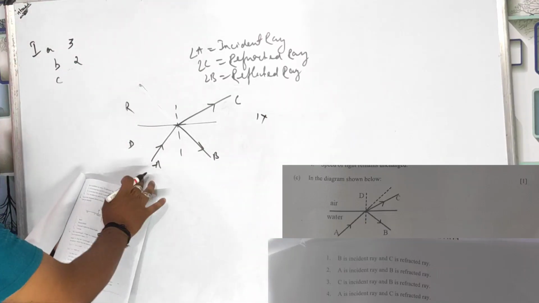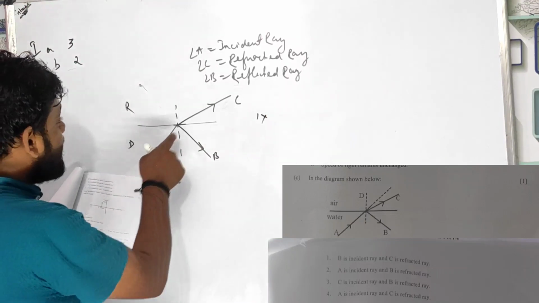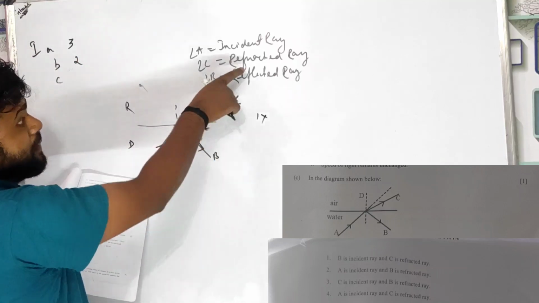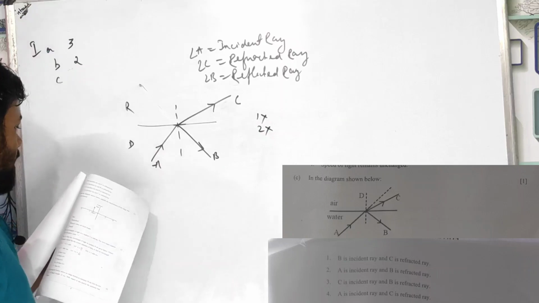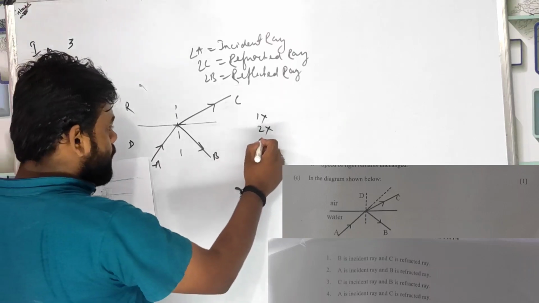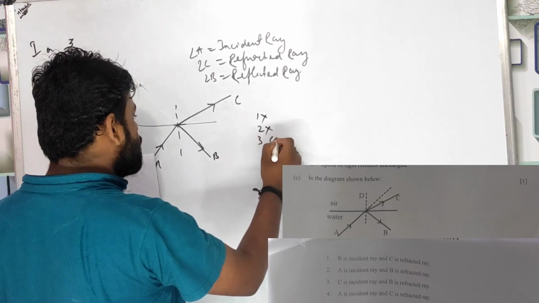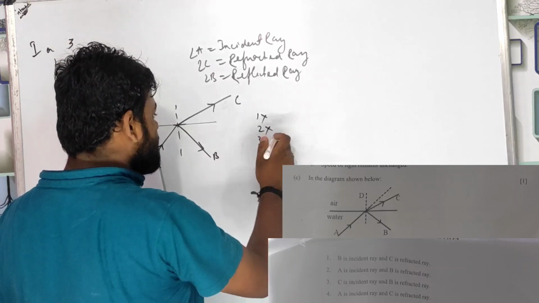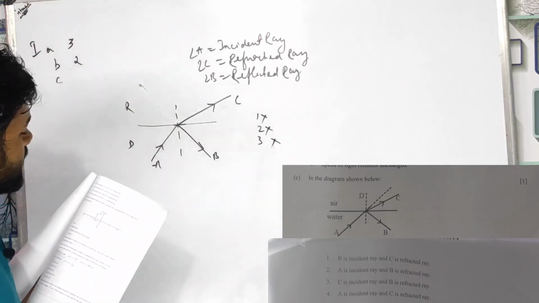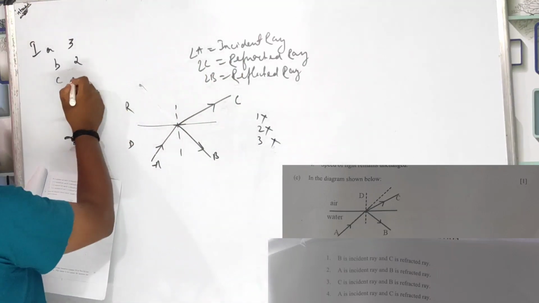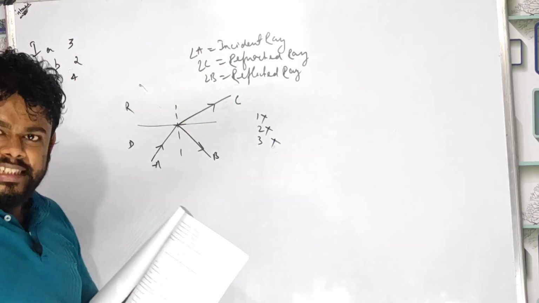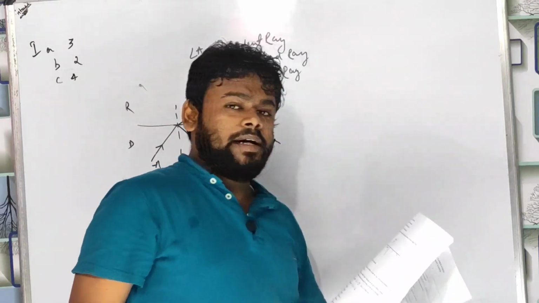Option 2, A is the incident ray. Yes, A is the incident ray. B is a refracted ray. B is not a refracted ray, B is a reflected ray. So option 2 is also incorrect. Option 3, C is the incident ray. Again, one foolish option after another. Option 4, A is the incident ray, C is the refracted ray. Yes, it is correct. That means the answer for number C is option 4. Is it clear? Let us do number D.